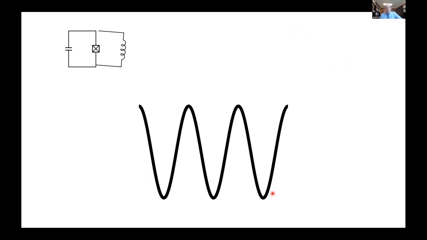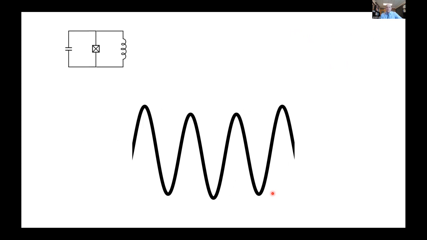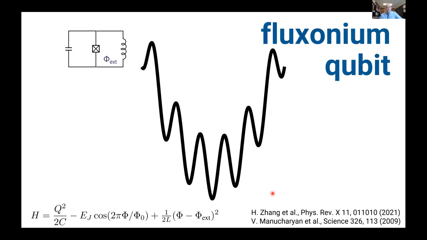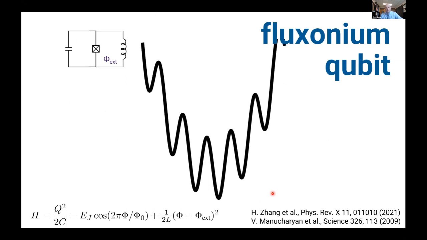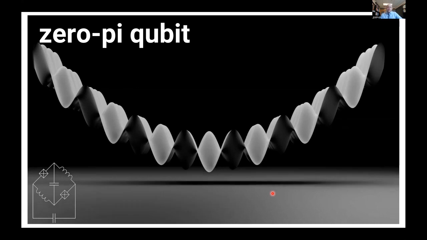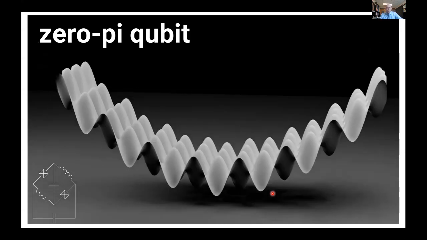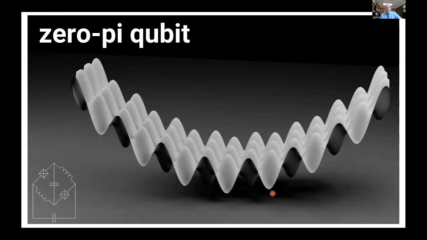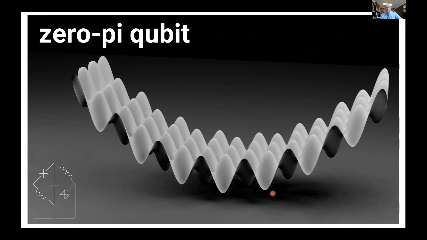Here's another one where, in addition, you now add an inductor, and what that does is it takes this cosine and gives it this parabolic background. That's the kind of potential energy that makes up the fluxonium qubit. And then there are even more complicated circuits with potential energies that now have more than one variable. And there's some interesting work on trying to build slightly larger circuits like the 0-pi qubit that are hopefully going to be even better protected from the influence of noise in the environment of the qubit.